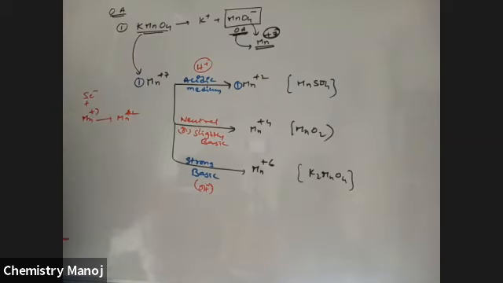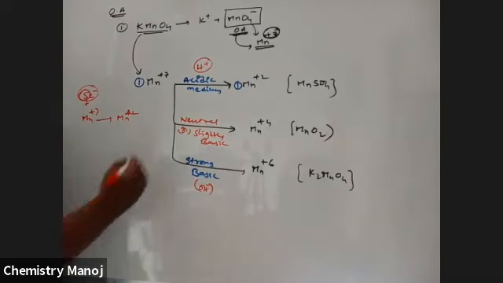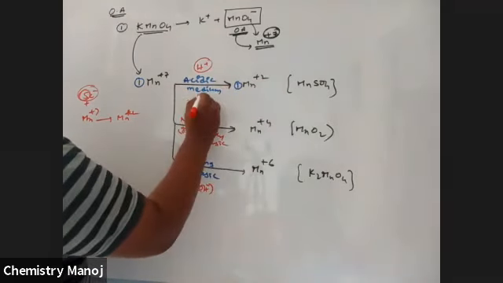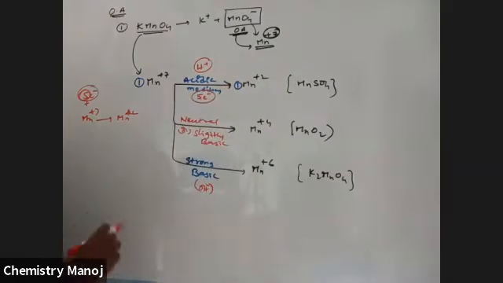Am I correct? Mn+7 changes to Mn+2 by taking 5 electrons. Therefore, how many moles of electrons are gained? 5. Therefore, here 5 electrons are gained.